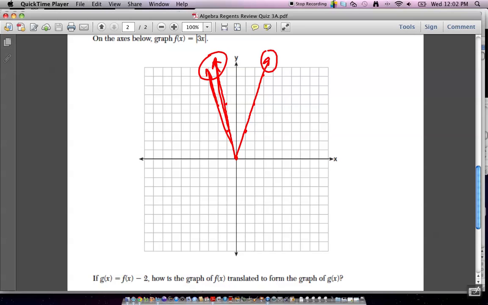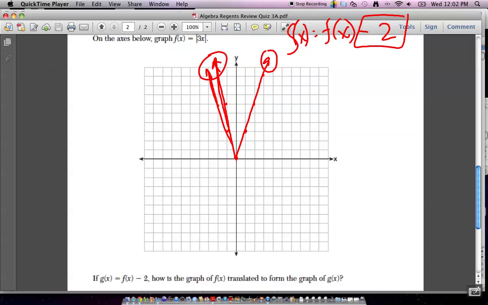The first one says if g of x is f of x minus 2, how's the graph affected? Let me put it out here. g of x equals f of x minus 2. This is outside of the parentheses. Outside parentheses is vertical shift. So you're going to go down 2. So the first part is down 2.